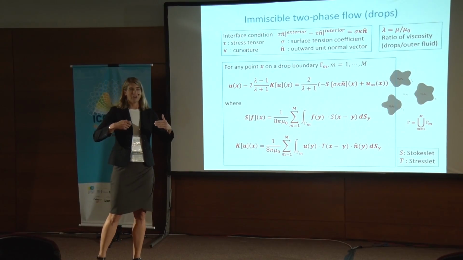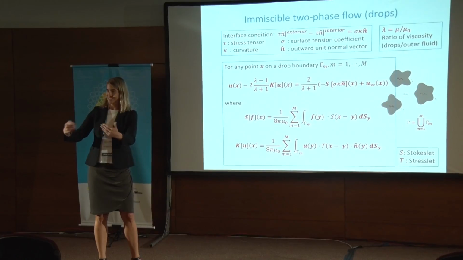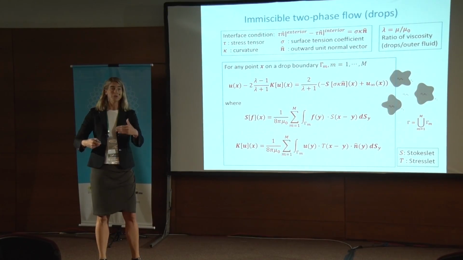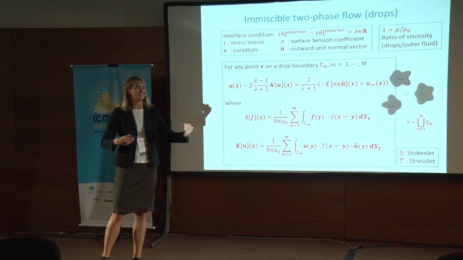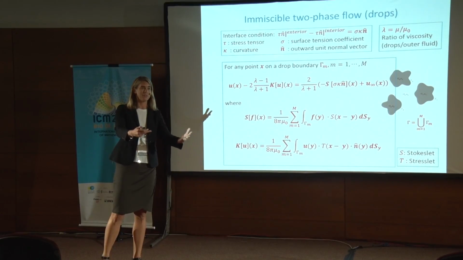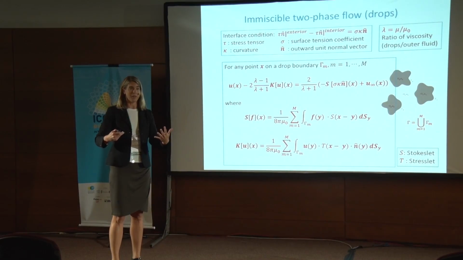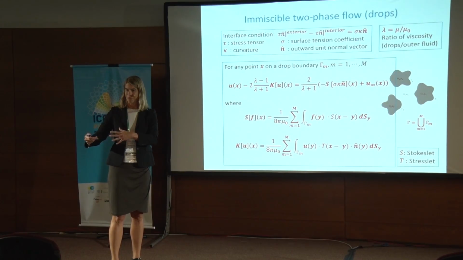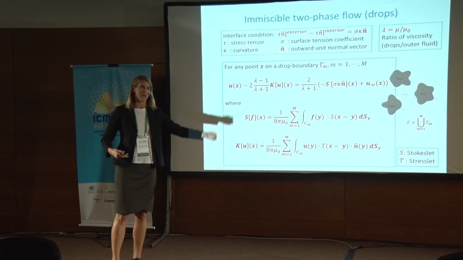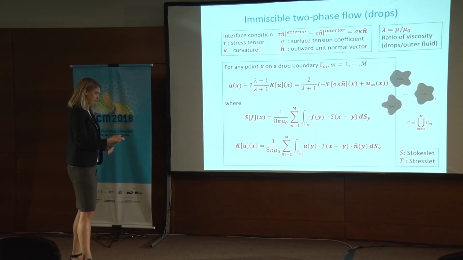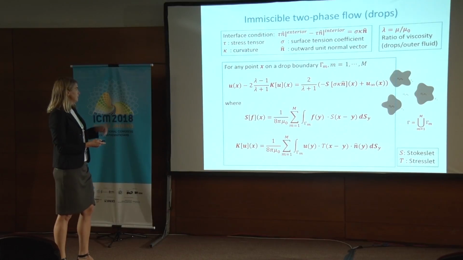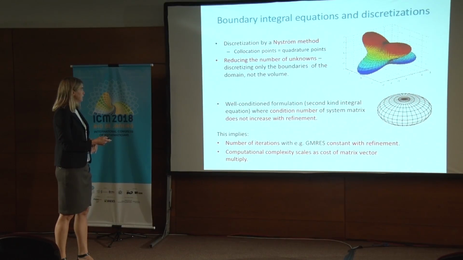This is sufficient for us to know how to evolve the interfaces, how to evolve the drops. If you want to know the velocity inside any drop or outside of any drop, we can compute that, but it's like a post-processing step. You don't need to do it within your time evolution, but you can get that. So this is the equation that we need to deal with.